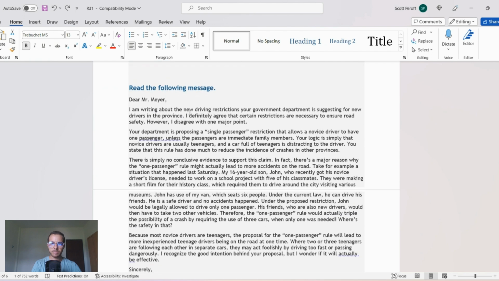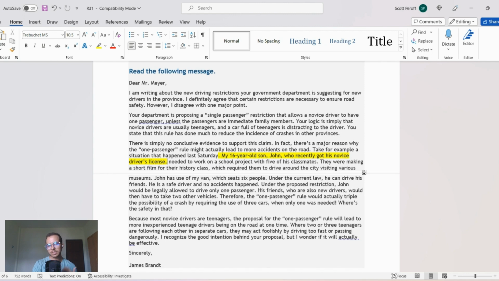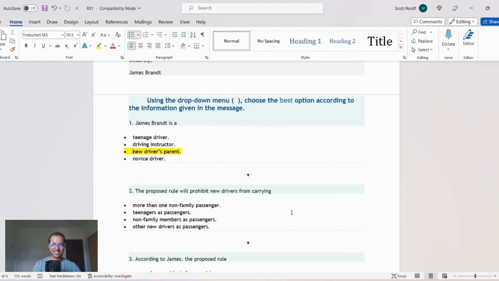Let's go back to James. James, who are you? We have here the sentence that will give us the answer. "My 16-year-old son, John, who recently got his novice driver's license." So James is the father of a son who just got his new license. Novice means new license. So he is a new driver's parent.